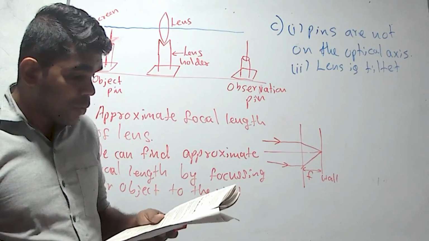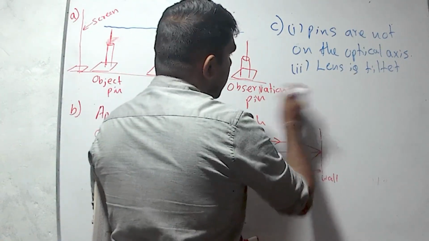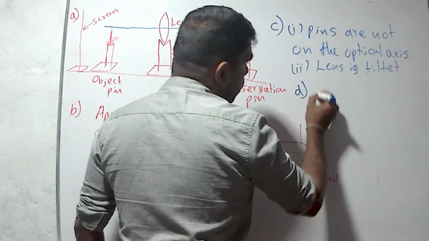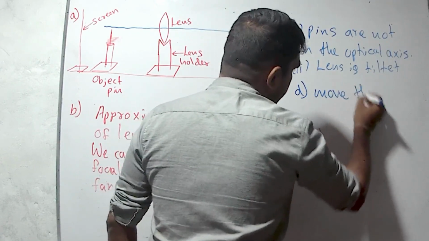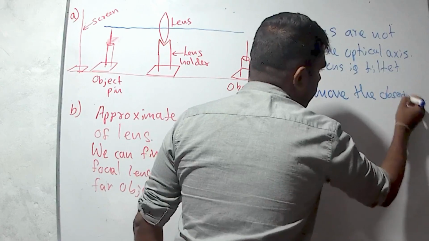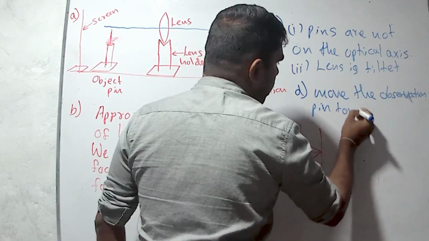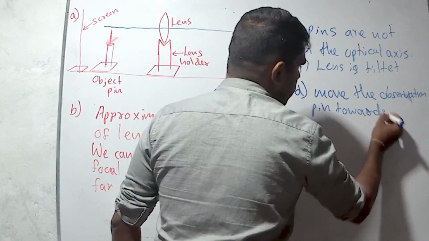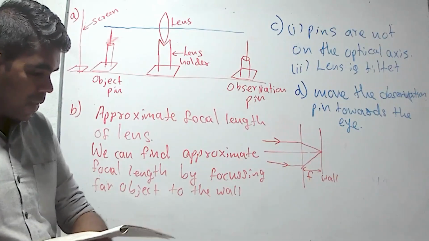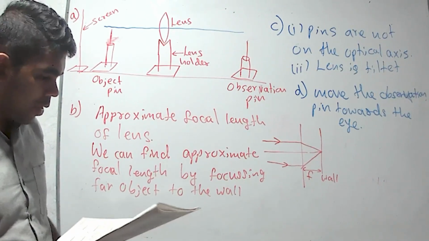Then the observation pin should be moved towards the eye. Then we can write the answer for part B. Move the observation pin towards the height. You can do it using two pencils, then you can decide the moving direction.